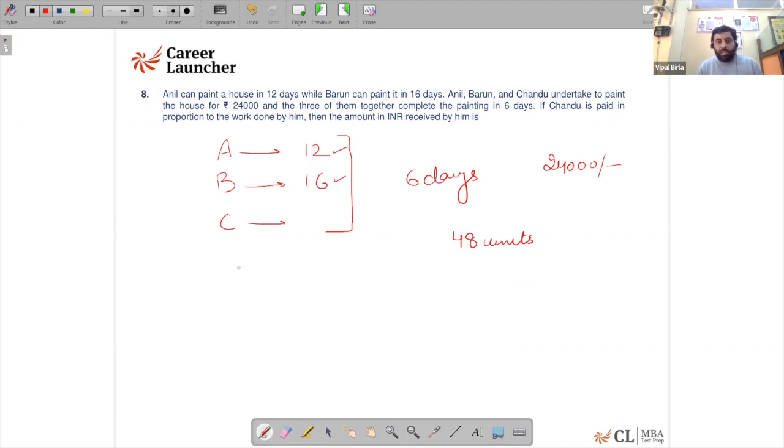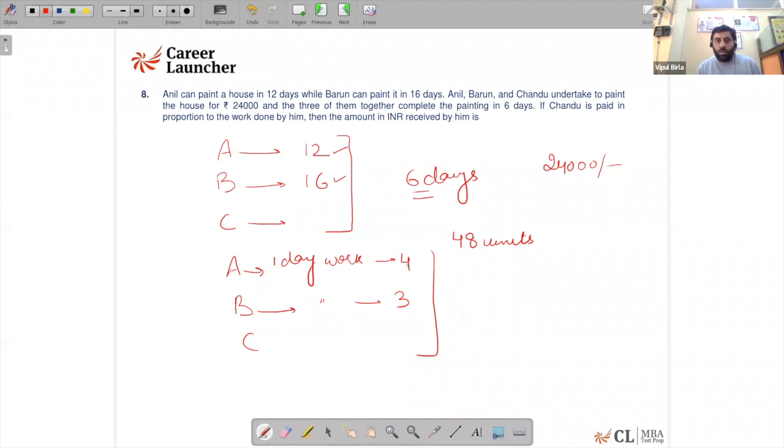So A completes the task in 12 days. Therefore, A's 1 day work is going to be 48 by 12, which is 4 units. While B's 1 day work is going to be 3 units. C's 1 day work I don't know, but together they complete the task in 6 days.